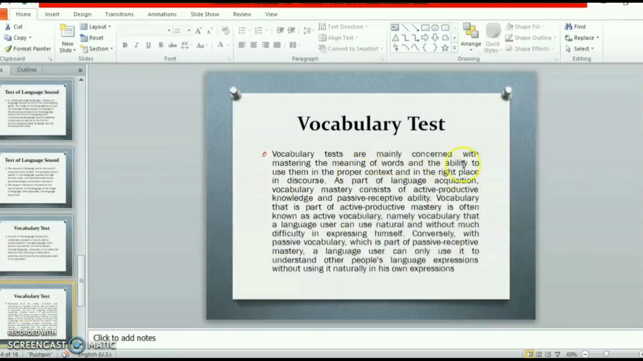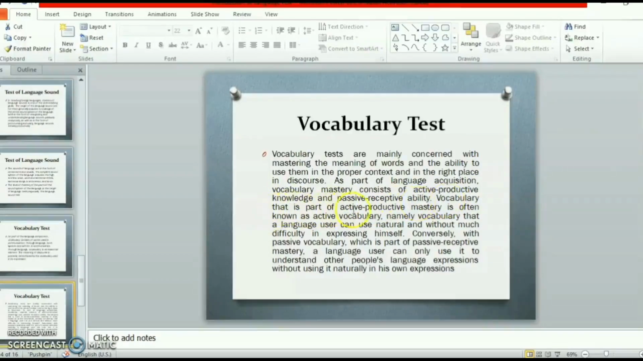Vocabulary tests are mainly concerned with mastering the meaning of words and the ability to use them in the proper context and in the right place in discourse. As part of language acquisition, vocabulary mastery consists of active productive knowledge and passive receptive ability. Active productive knowledge refers to speaking and writing. Passive receptive ability refers to listening and reading.